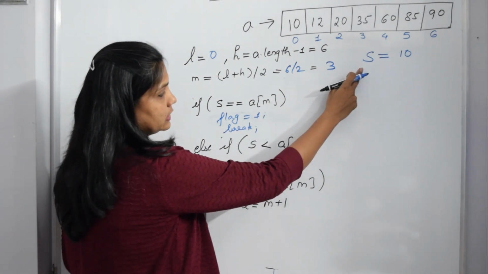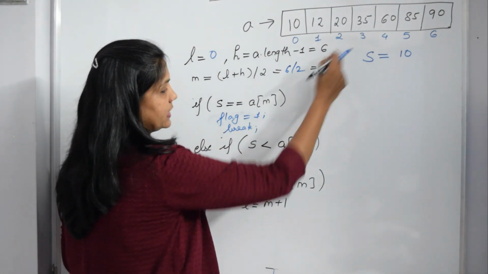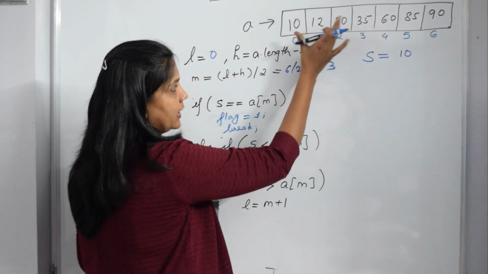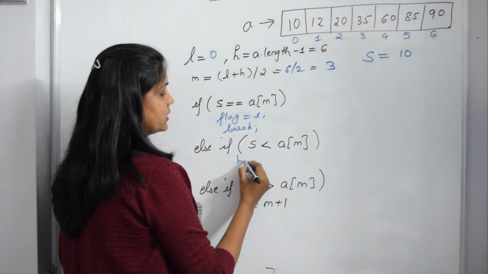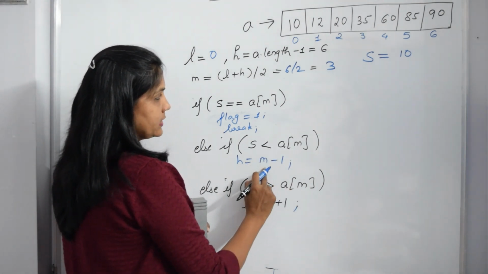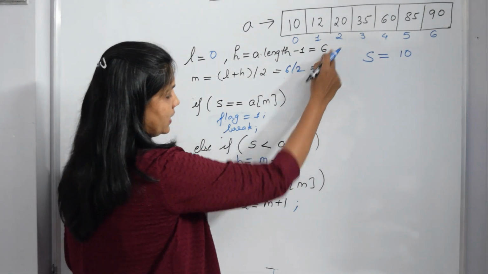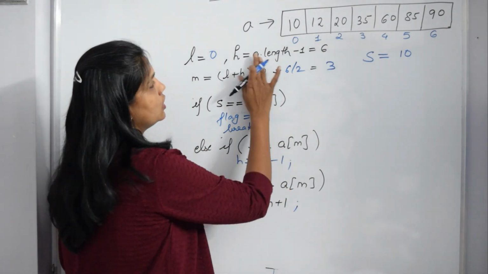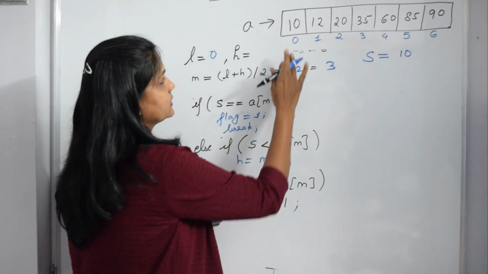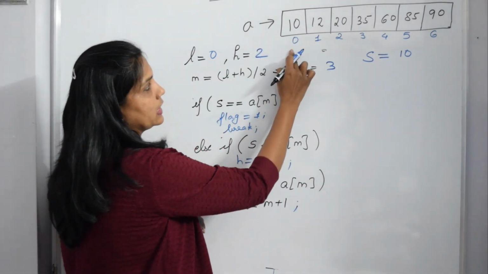If the element to be searched is less than the value at index m, true. In that case, I have to search in this part of the array. So my h changes to m minus 1. So what is m? 3. 3 minus 1, that is 2, so now h becomes 2. So now my h changes from 6 to 2 and my L becomes 0.